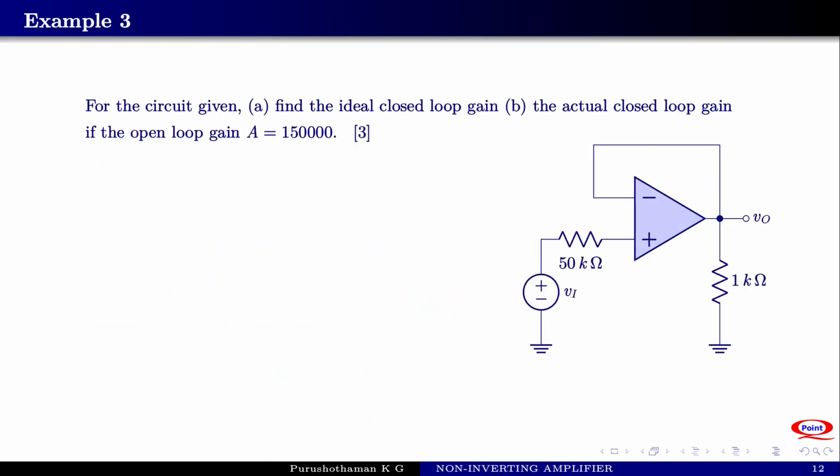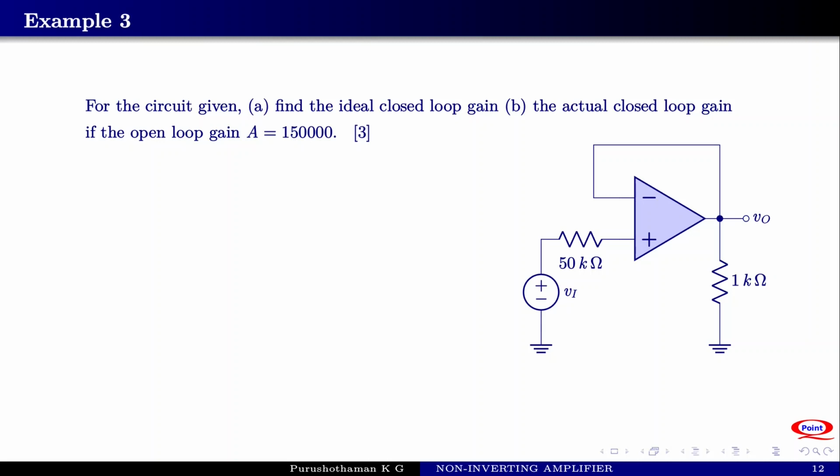Now consider another example. For the circuit given, find A, the ideal closed loop gain, and B, the actual closed loop gain if the open loop gain is 150,000. You are asked to find the closed loop gain in two cases. In one case, the gain is to be ideal, so that A, the open loop gain, is infinity, and in the second case, the open loop gain is given to be 150,000. Find the closed loop gain.